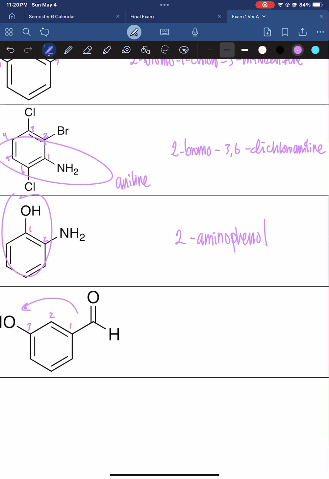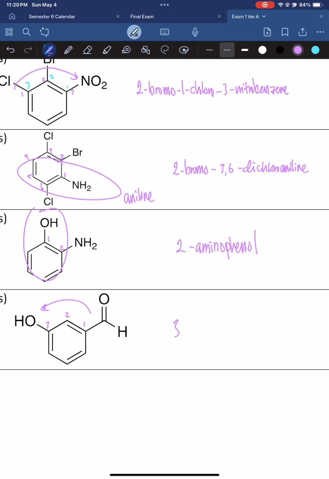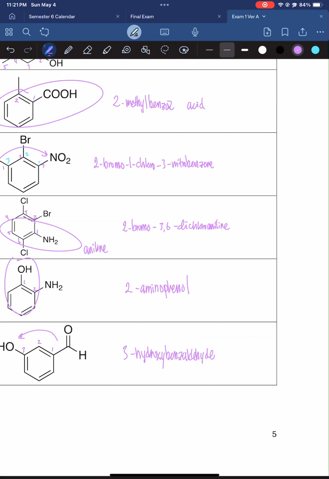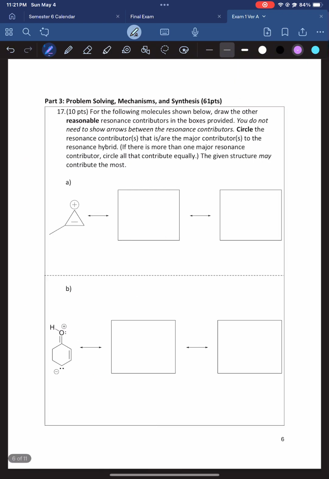So this OH as a side chain is hydroxy, 3-hydroxy, and this is benzaldehyde. Aldehyde without a space. Benzoic acid has a space, benzaldehyde does not. Cool. Let's go to part 3, question 17.